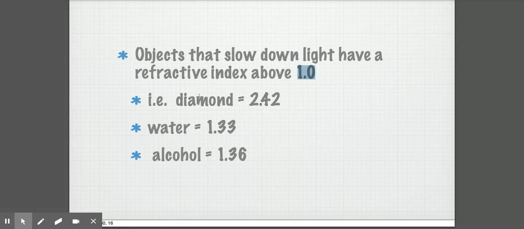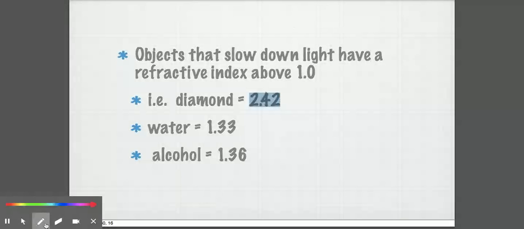So for example, if we take a look, we have 3 different indexes of refraction here. We can see that water is going to slow light down. It's got an index of refraction higher than 1. Even more of an effect than water is going to be alcohol because it's got an even higher number. And the greatest effect here is going to be a diamond. It's got the highest number. So remember, as light slows down, it bends. So we would expect that light traveling through water is going to bend. We would expect that light traveling through alcohol is going to bend even more. And we would expect that light traveling through a diamond is going to bend the most in this example.